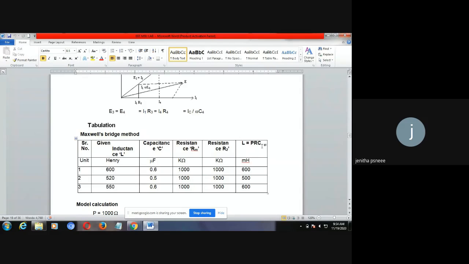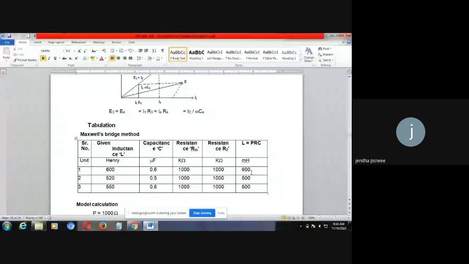You are calculating the formula and you have to find the unknown value of inductance. Now what is the thing? You have to check whether the bridge is balanced or not. So you have to keep this inductance value. You see here the value is 600 millihenry. I got 600 millihenry by manual calculation.